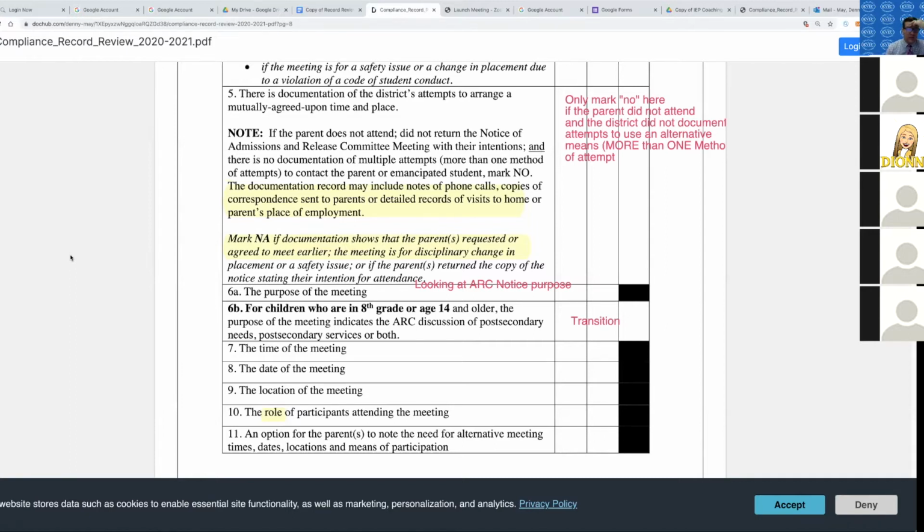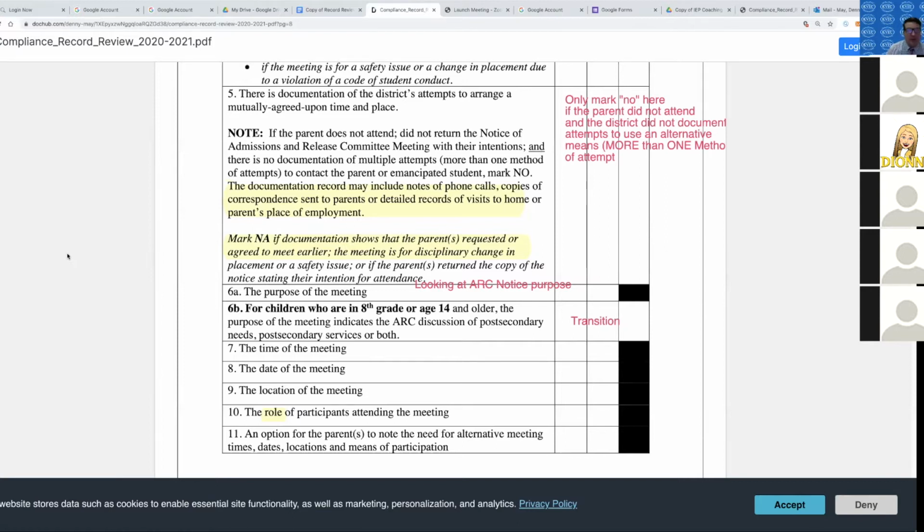Now, notice that 6B is bold. That is because 6B is a federal indicator. And 6B is one of those things that you can be cited for and get a desk review for when it comes to transition. For children who are in the 8th grade or 14 or older, the purpose of the meeting indicates that the ARC discussion of post-secondary needs, post-secondary services, or both. So we're looking for kids that are age 14 or in the 8th grade, that when we review the file, you have indicated that transition is a purpose for that meeting.